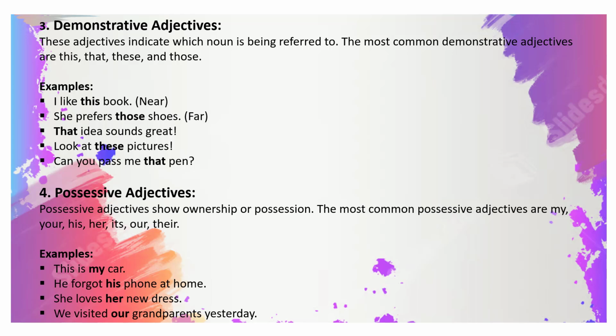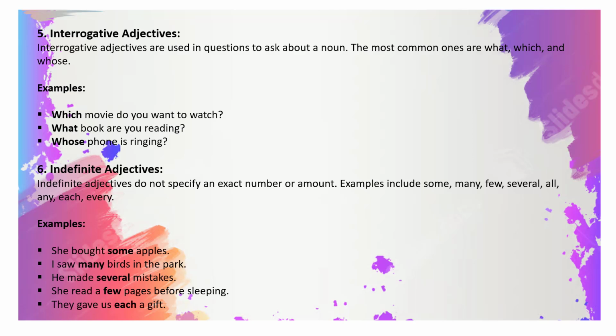All the words that are in bold form are the examples of possessive adjectives. Interrogative adjectives. Interrogative means question word. These adjectives are used in questions to ask about a noun. The most common ones are what, which, whose. Which movie do you want to watch? What book are you reading, or whose phone is ringing?